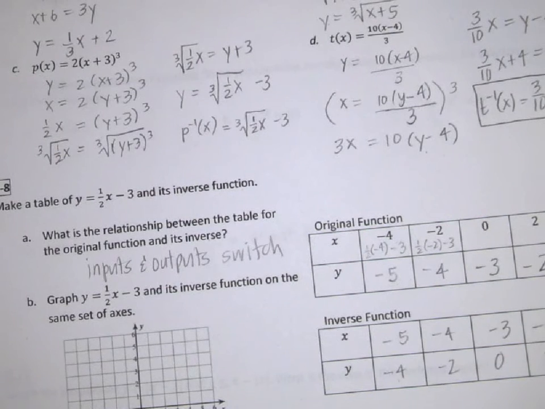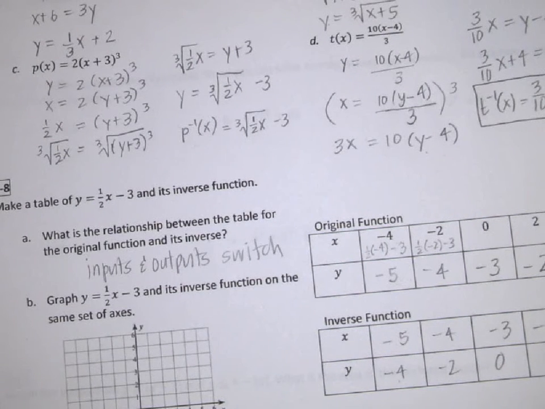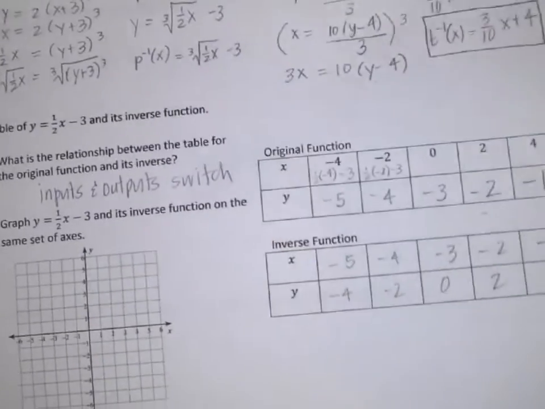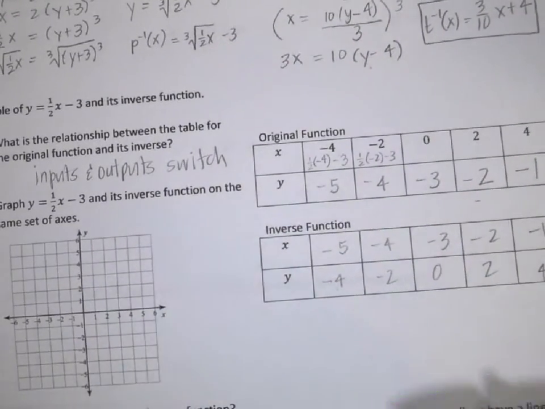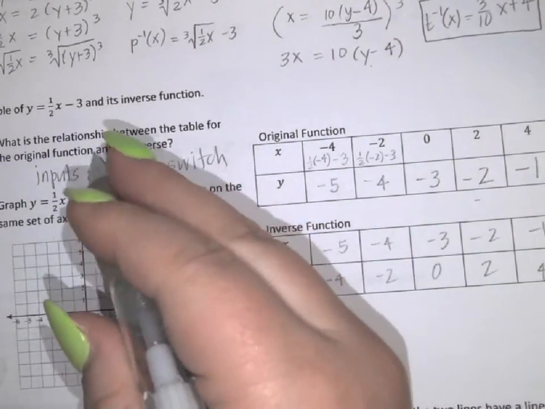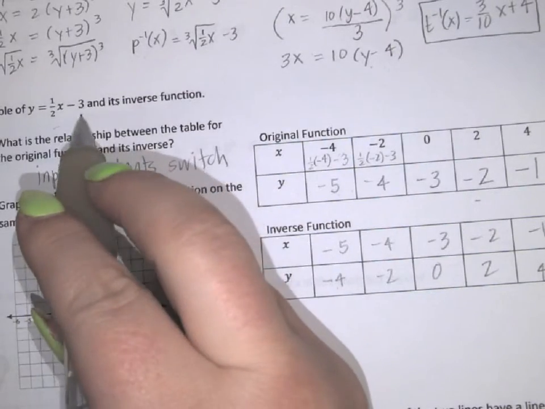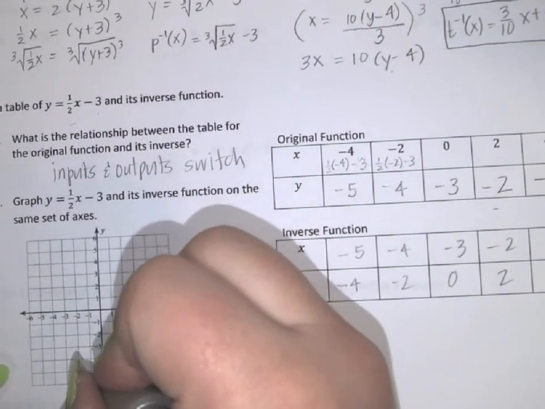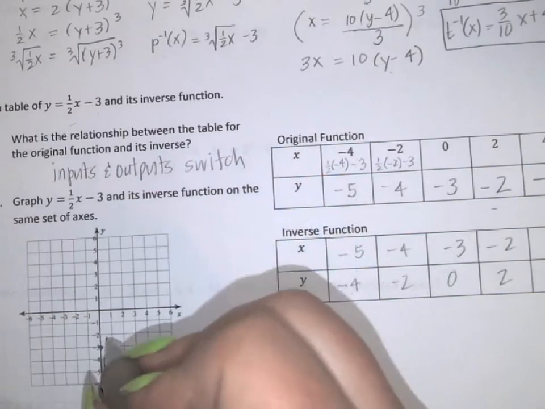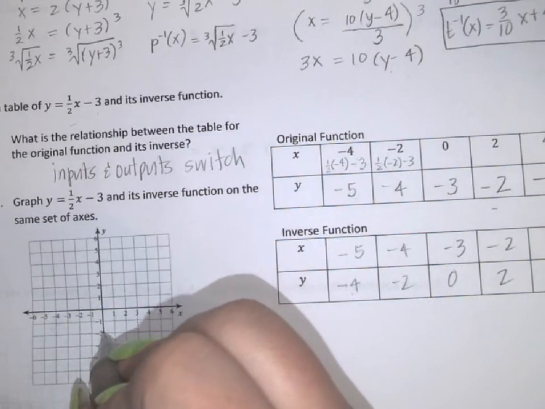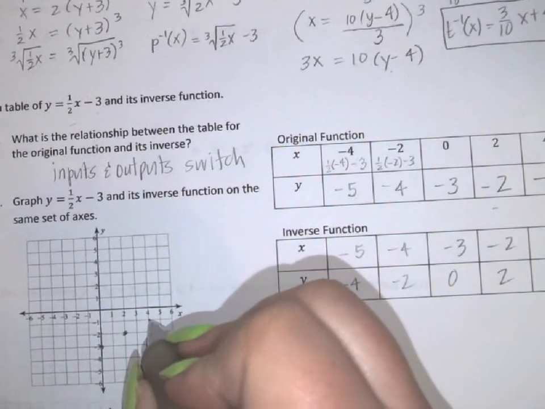Okay, so graph y equals 1/2 x minus 3 and its inverse on the same set of axes. I remember our negative 3 here. This is our y-intercept, so we plot that here. Then slope of 1/2, right? You go up 1 over 2.